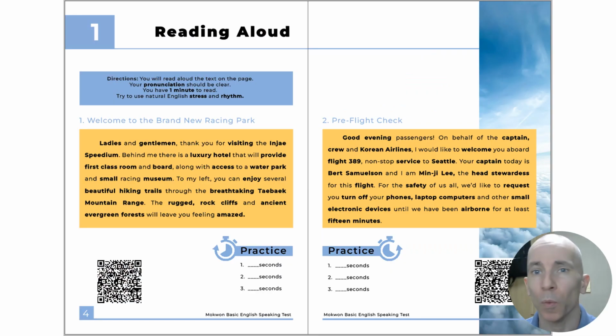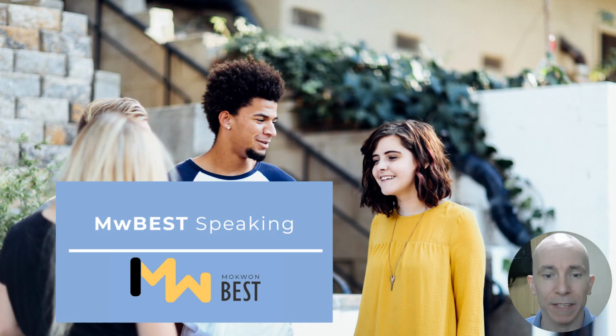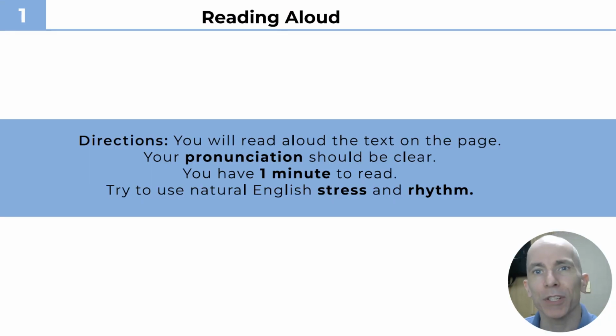So again, part 1 is these 2 pages reading aloud, pages 4 and 5. And let's look at these in more detail for the speaking test. So for the reading aloud section, it means read out loud. During the test, I want to hear your English pronunciation. So for this, we want to check your pronunciation. You'll have 1 minute to read everything. We want you to use natural stress and rhythm.